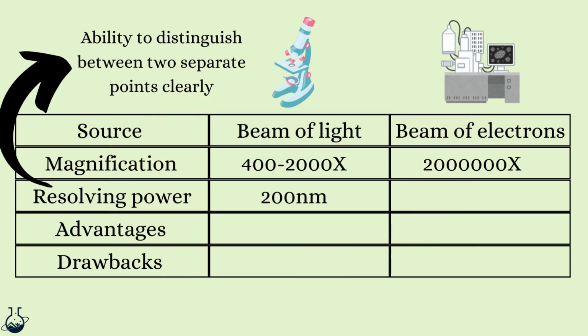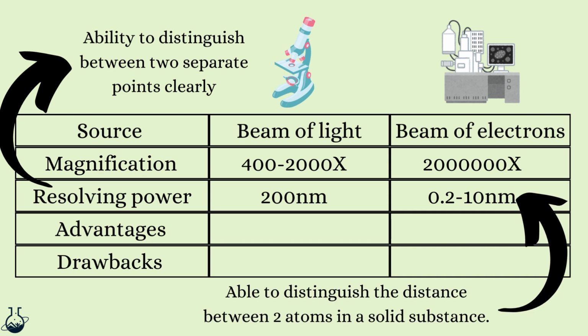So a typical light microscope can achieve a resolving power of 200 nanometers, whereas an electron microscope resolution is between 0.2 to 10 nanometers. That's the approximate distance between two atoms in a solid substance. So although this is a smaller number, it's actually a better resolving power because it can get to extremely small sizes and still see great detail.